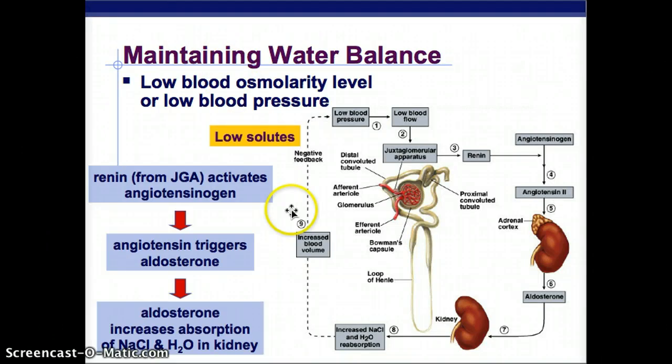So here it is again. There's a different version of it. So if you have low blood pressure, what it's going to do is say, hey, I've got low blood pressure. And so it'll trigger the aldosterone from the adrenal cortex. And the aldosterone hits the kidney and says, hey, take in more salt and more water, which increases the volume of the blood and helps to increase our blood pressure to fix that low blood pressure problem.